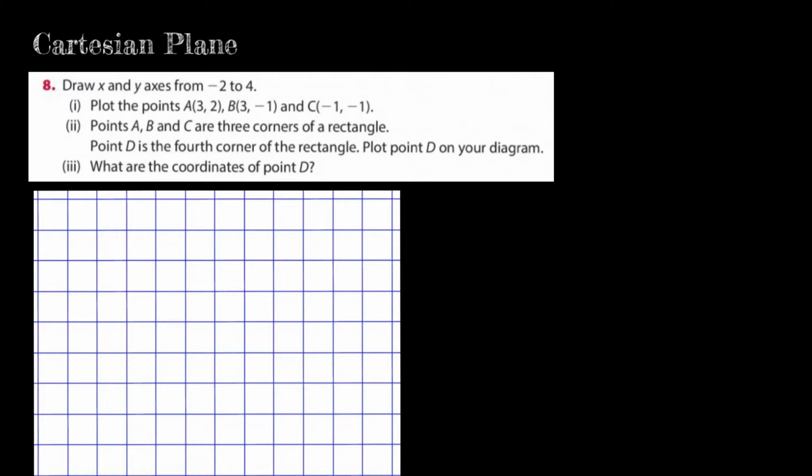Okay, so question 8 here is looking at the Cartesian plane again and plotting points A, B, and C. So draw the x and y axis from -2 to 4. So anytime I'm asked to do something like this, I'd always do a quick sketch just so I can see what they're asking me to do. So I need to go from -2 to 4 and from -2 to 4.